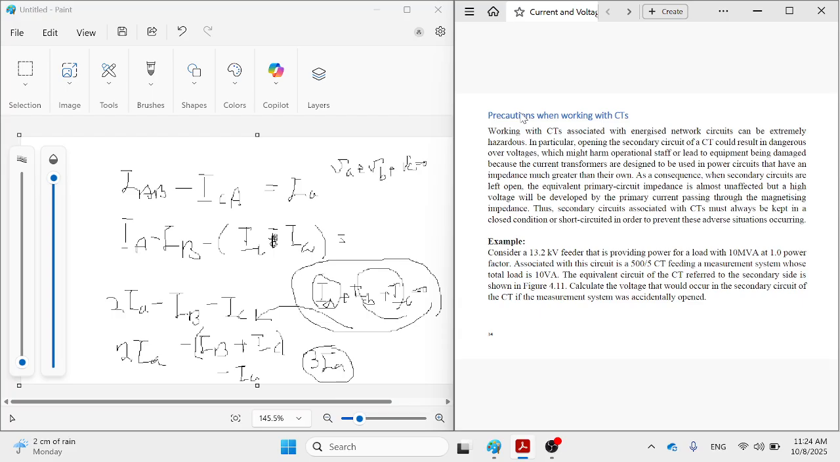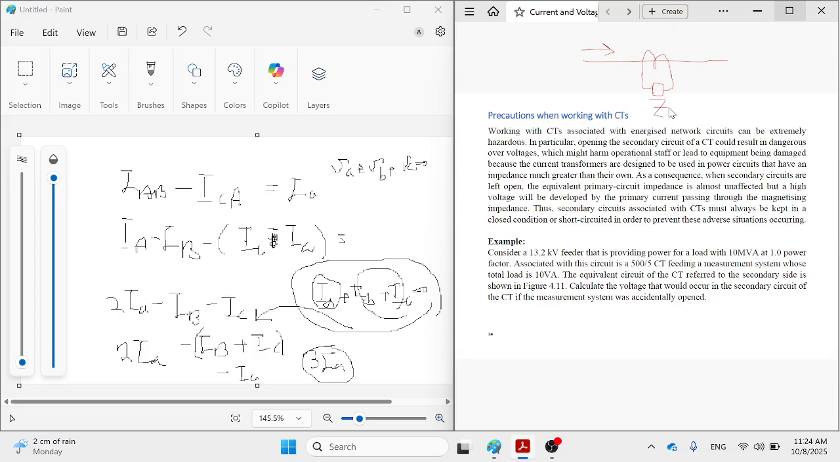In the CT, you should be aware that you cannot leave the CT unloaded. If there is a line with a current and the CT is connected here, always the burden must be there. Okay, always the burden must be there.